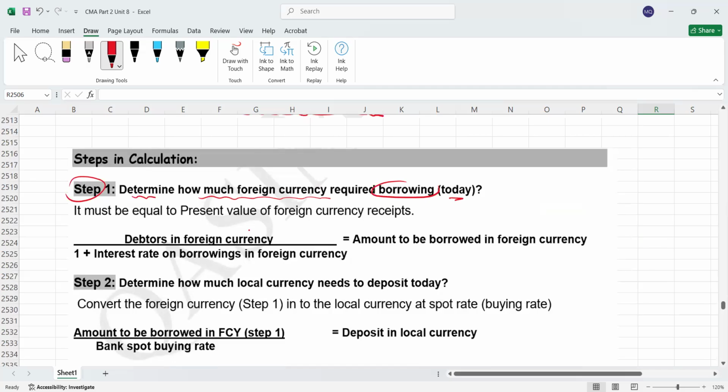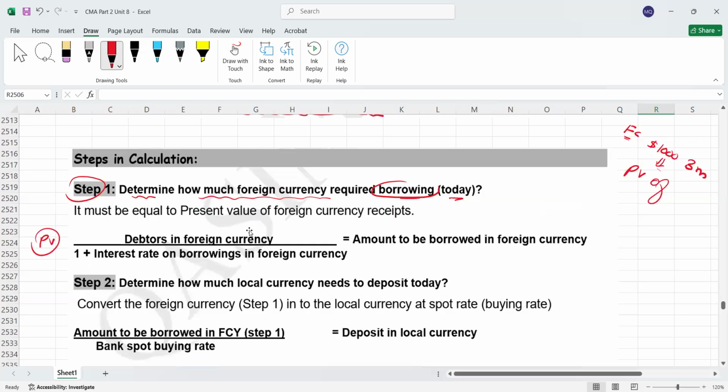So please remember, for example, as I told you, if I have receipts of $1,000 in 3 months' time, and I'm assuming dollar is my foreign currency, now the question is how much foreign currency I will borrow today. It must be equal to the present value of this $1,000. It must be the present value. So how will I calculate the present value? This is how you will calculate the present value.